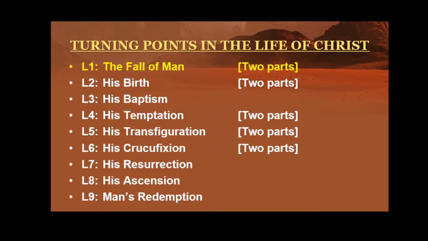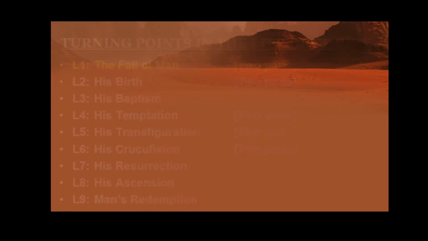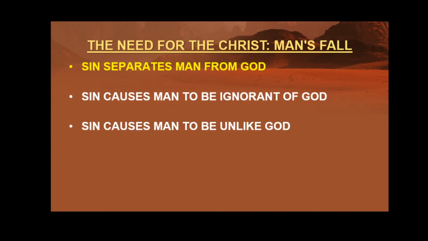So we've divided Lesson 1 into 3 parts. In this first part, we're going to discuss the fact that we have a need for Christ, and the need for Christ comes through the fall of man, and sin separates man from God. In the second part of this lesson, we'll talk about sin causing man to be ignorant of God, and then in the third part of the lesson, we'll talk about sin causes man to be unlike God. So in this video, we're going to discuss sin separates man from God.